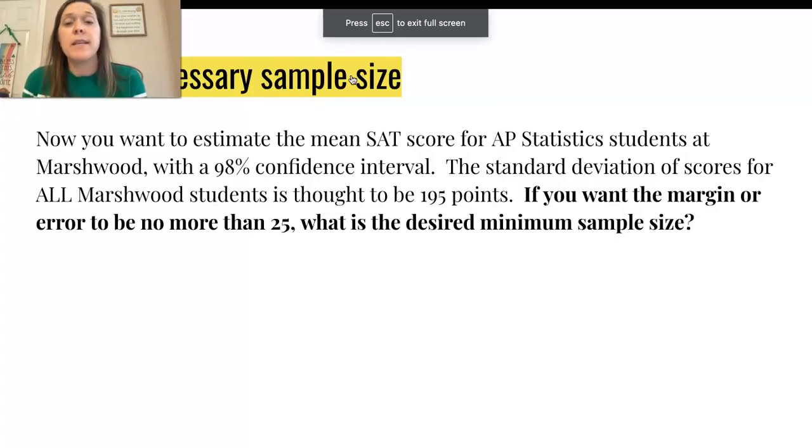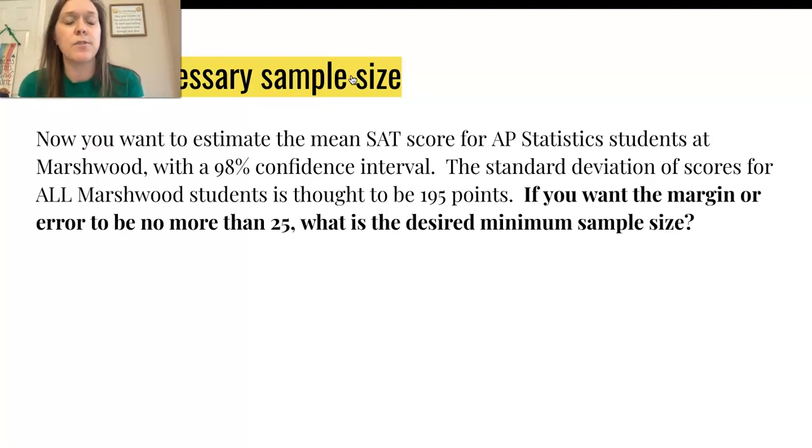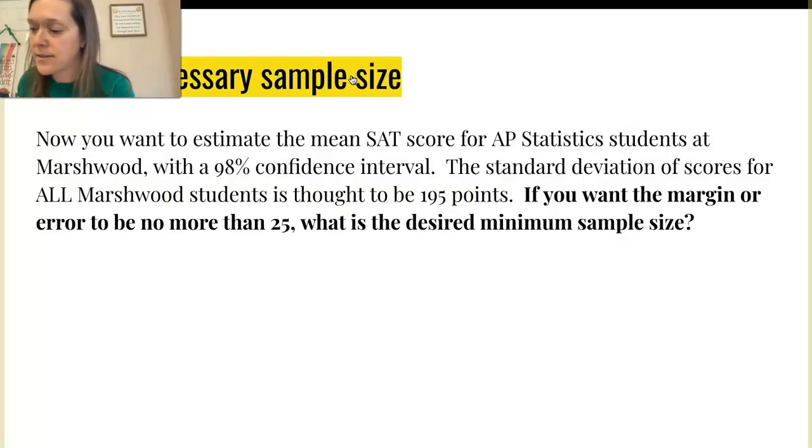So now you want to estimate the mean SAT score for AP Statistics students at Marshwood with a 98% confidence interval. The standard deviation of scores for all Marshwood students is thought to be about 195 points. If you want the margin of error to be no more than 25, what is the desired sample size? So we're going to do the same thing.